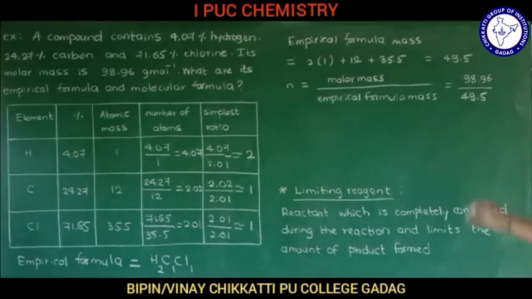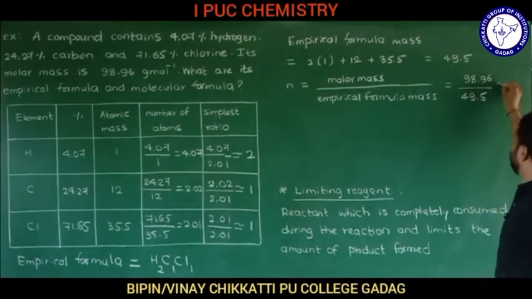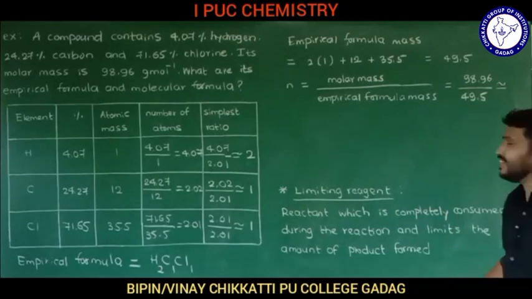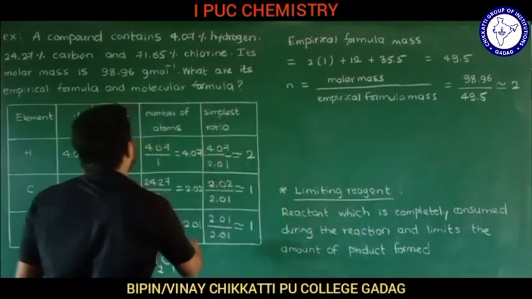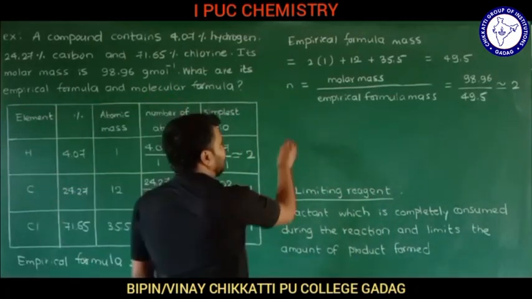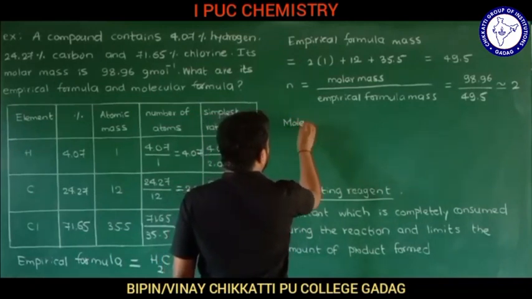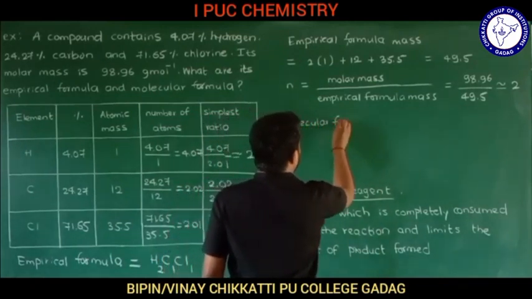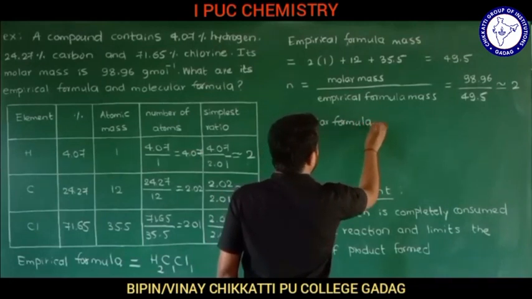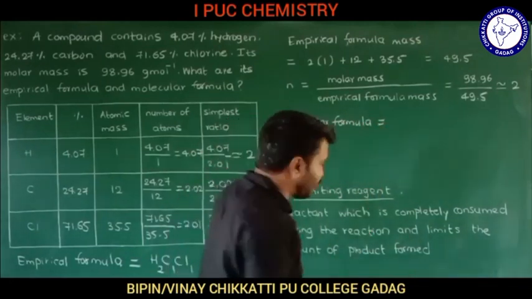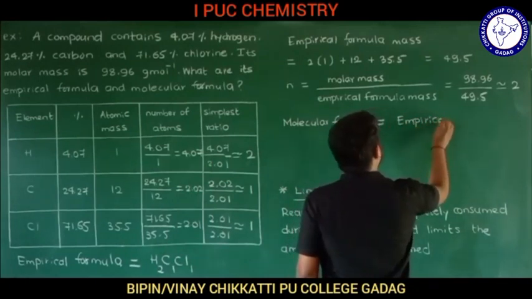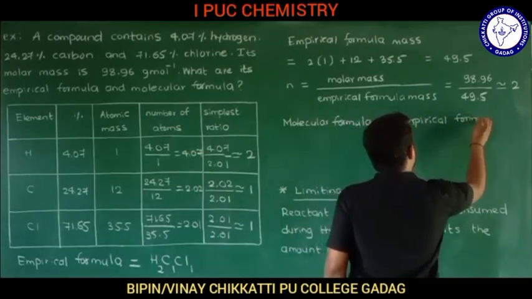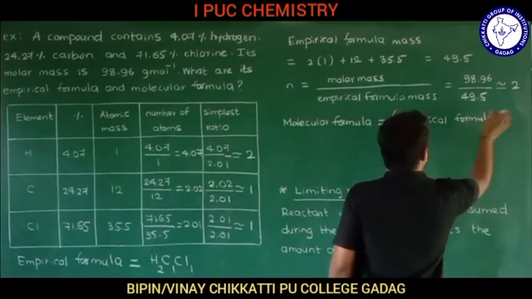If you take the ratio, the exact value is 1.99, which is nearly equal, so I am going to write 2. Therefore we got the value of n, that is 2. So finally we are interested in the molecular formula, and the formula I told you already: molecular formula is equal to empirical formula into n.